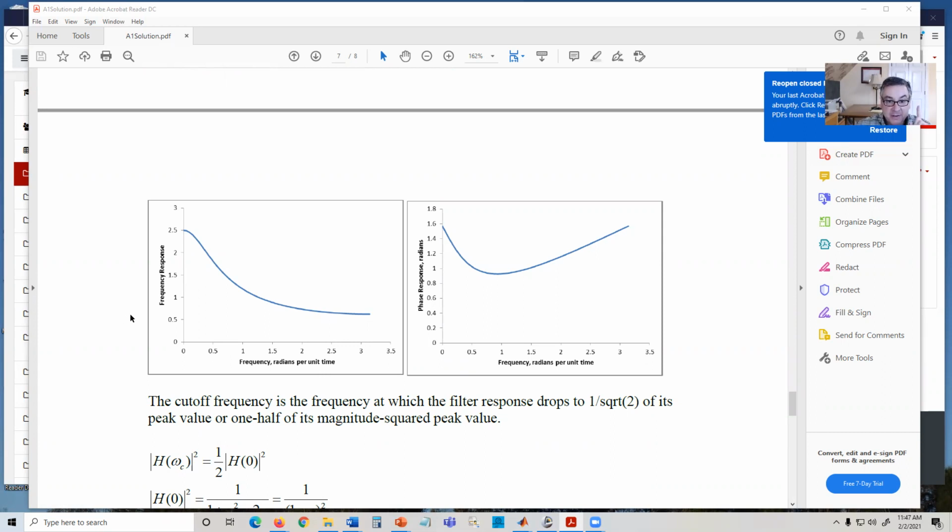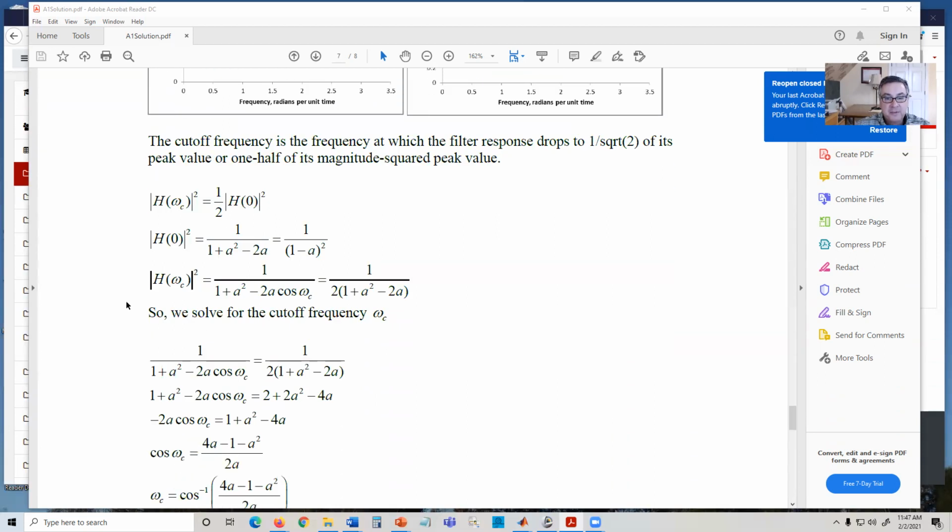Now, the cutoff frequency. One of the key things to note is that the peak value does occur at frequency 0, but it is not 1. It is 1 over the quantity 1 minus a squared. So the cutoff frequency will basically be defined relative to this in this case because the peak is at 0.